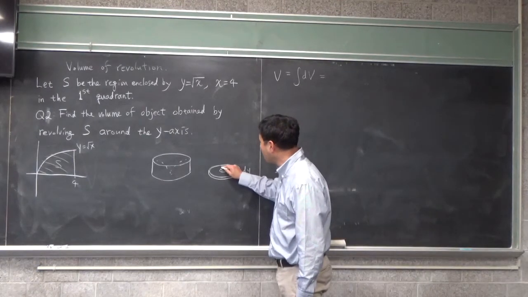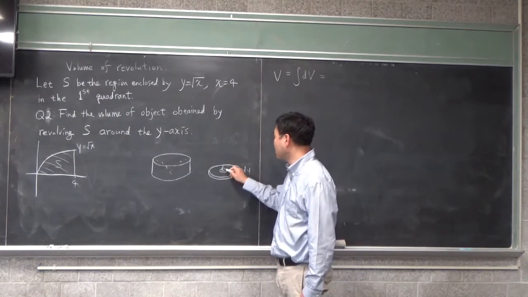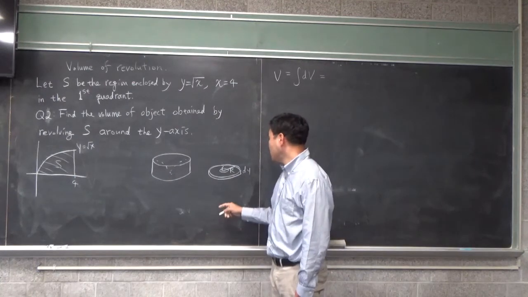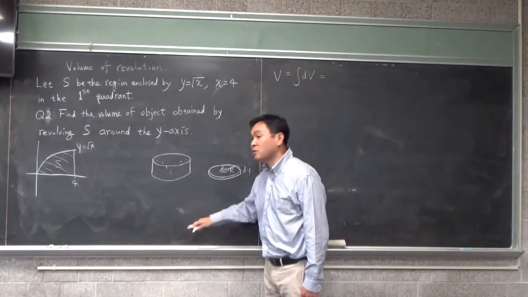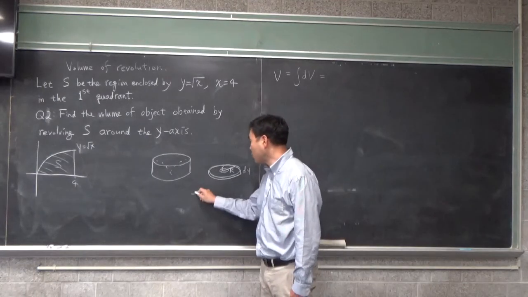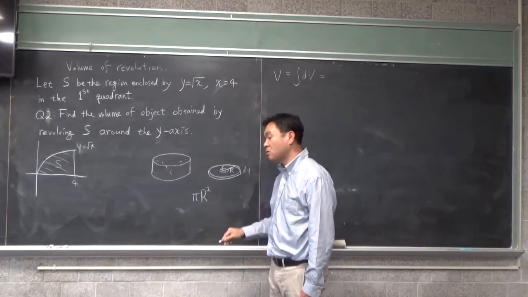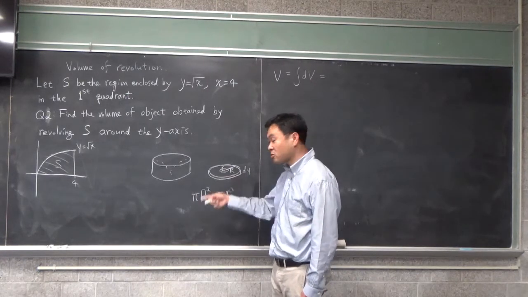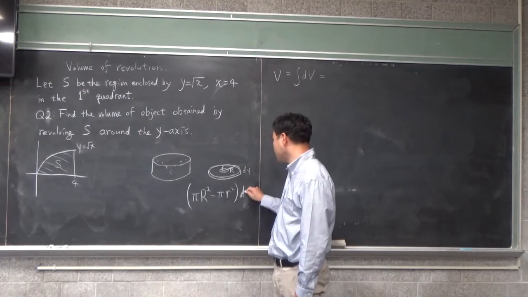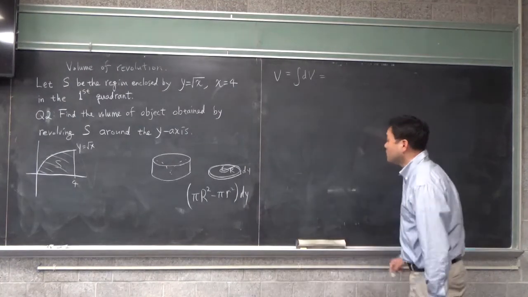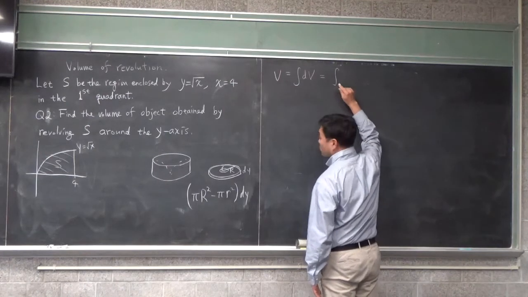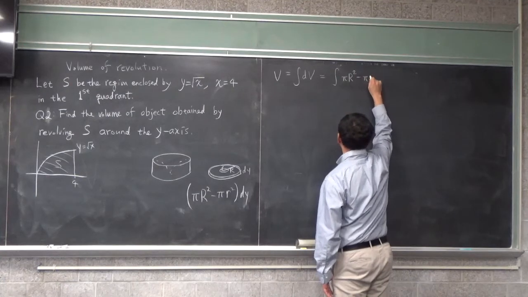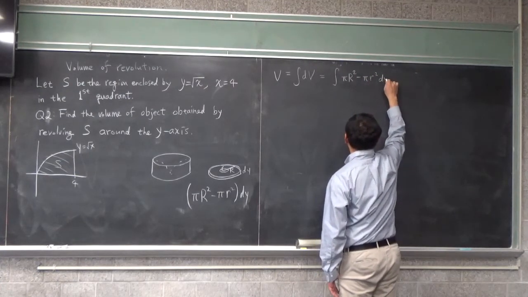If I say small r is the radius of the small circle inside and big R is the radius of the big circle outside, the area will be the difference between the two circles, right? So we have pi R squared, the area of the big circle, minus pi r squared, the area of the small circle. That gives you the washer, and we're thickening it by dy. So that's what we have to compute: the integral of pi R squared minus pi r squared dy.